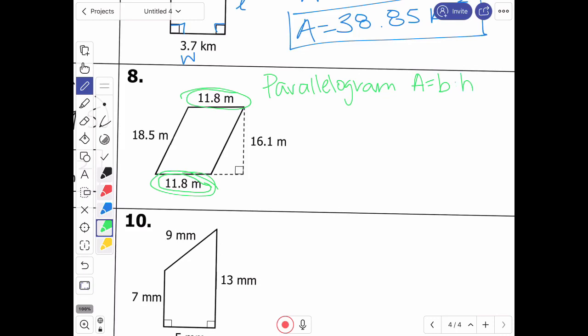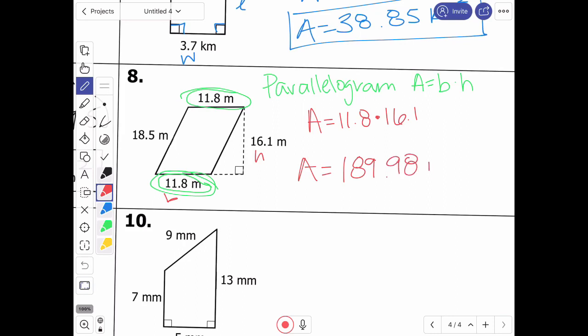So my height, again, is coming from this altitude being formed with this tiny little right triangle. So my height is not going to be 18.5. That's like a slanted height, okay? So that's not the true height of this parallelogram. It's actually going to be this 16.1. So my base is 11.8. So my area equals 11.8 times 16.1, which turns out to be 189.98 meters squared.